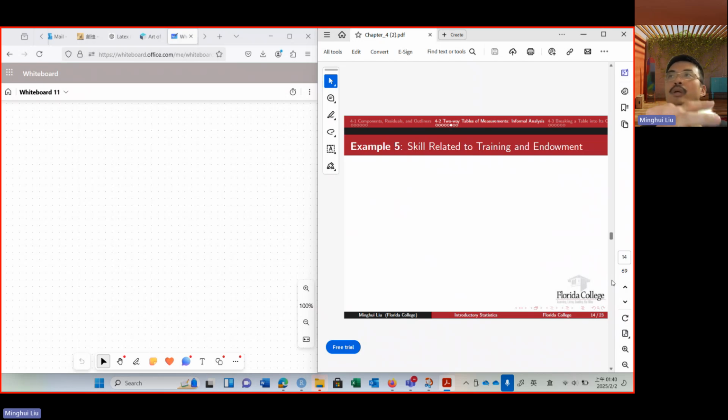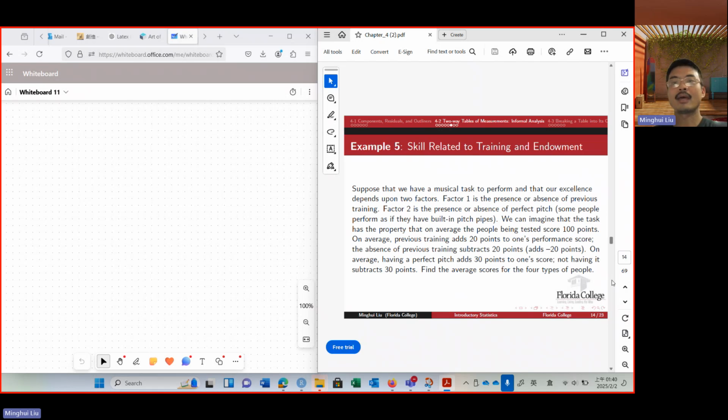Before we even look at this example of smoking, let's take a look at the skill related to training. Suppose that you have a musical task to perform, and assume that our excellence depends on two factors. The first factor is whether you have previous training or not. The second factor is whether you have perfect pitch or not. Some people perform as if they have built-in pitch pipes, and I don't. I guess some of you do, some of you don't. So we're made differently.